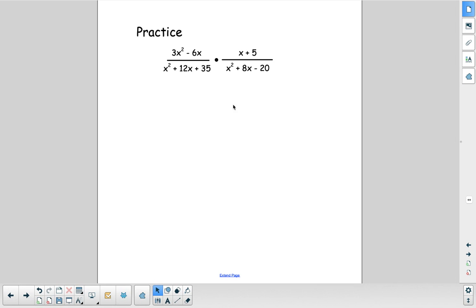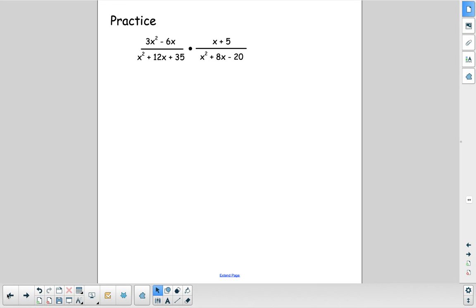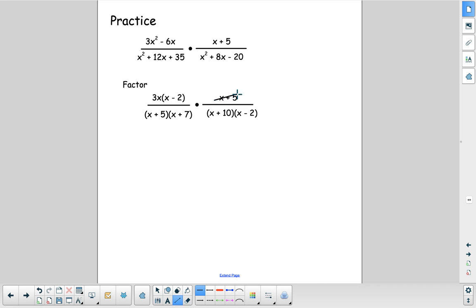Okay, so hopefully what you guys got was 3x times x minus 2 for this, because the GCF between 3x squared and -6x is 3x. Here stayed x plus 5. This was x plus 5 times x plus 7, and x plus 10 times x minus 2. And then we cancel what we can. So this x plus 5 here can cancel with this x plus 5 here. And then this x minus 2 can cancel with this x minus 2. That's the only thing that cancels.